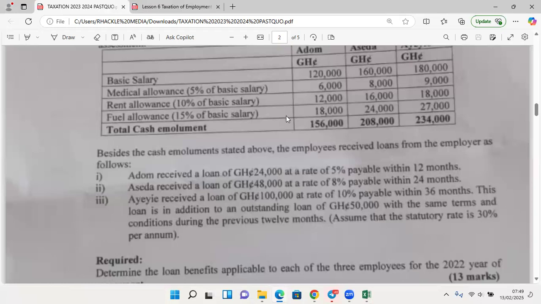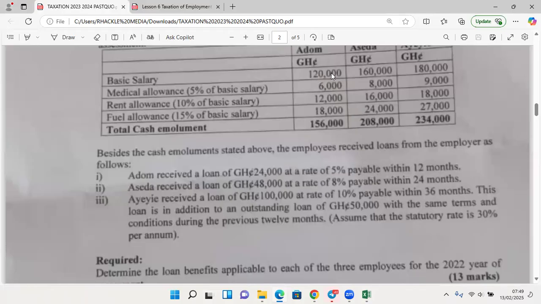So we are going to write that Adam is not liable to be taxed on the loan benefit due to the fact that, one, his loan repayment period does not exceed 12 months. Two, he does not have any similar loan during the last 5 years. And three, his loan amount, which is 24,000, does not exceed his 3 month basic salary of 30,000. The 3 months annual basic salary is 120,000 times 3/12, and you get 30,000, which is greater than this.